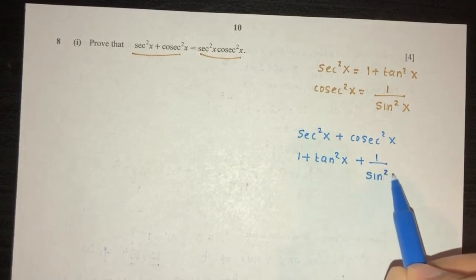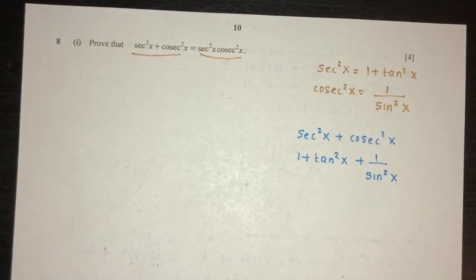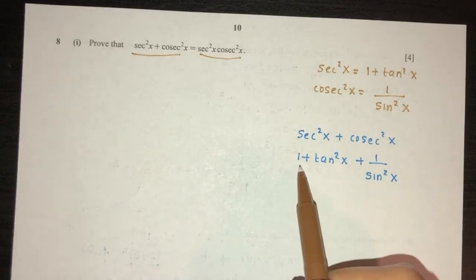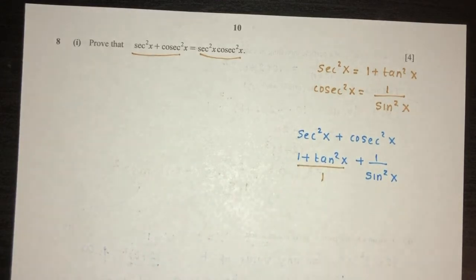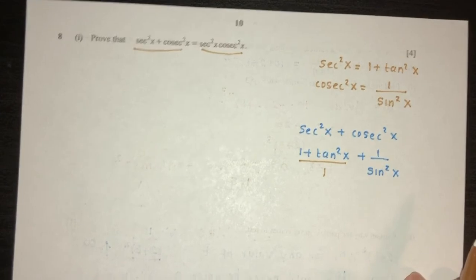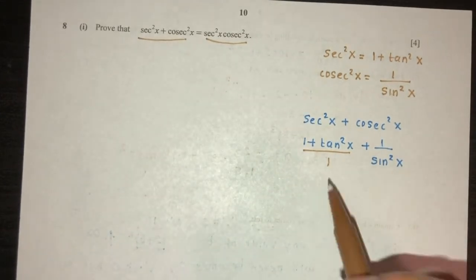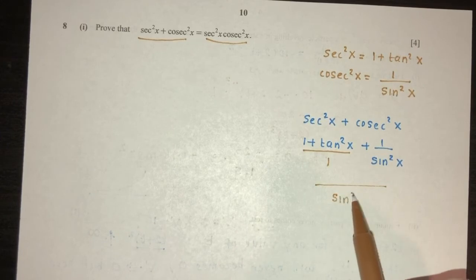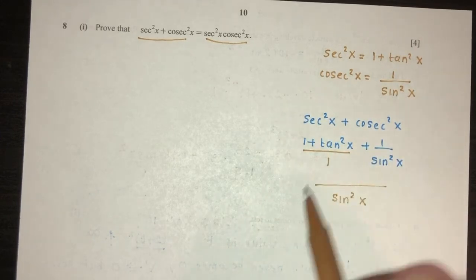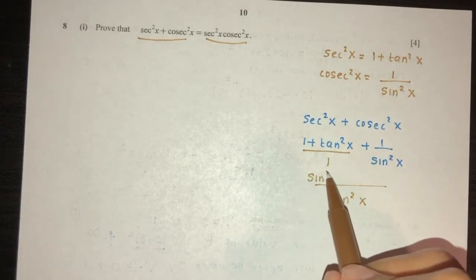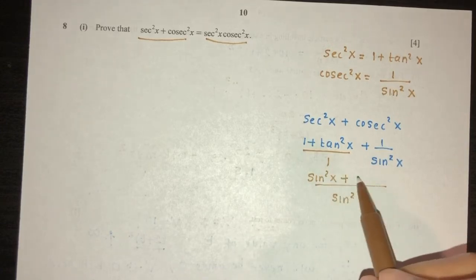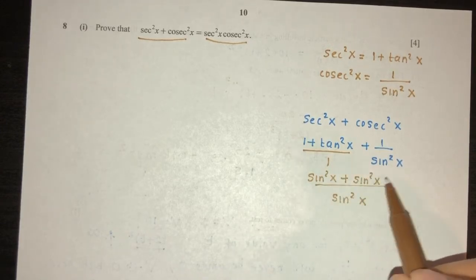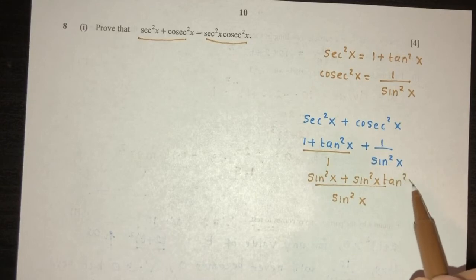As you can see here, we have different bases of 1 and sine square x. So let's make them the same base, right? You will have something like this. The base will be sine square x, then we have to cross multiply. You will have sine square x, then plus sine square x tan square x, and just plus 1.